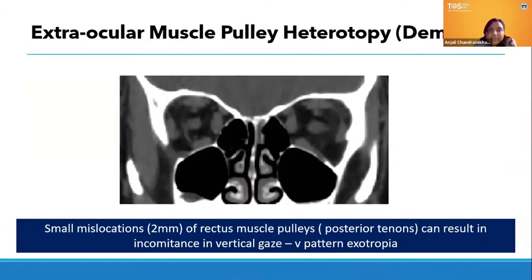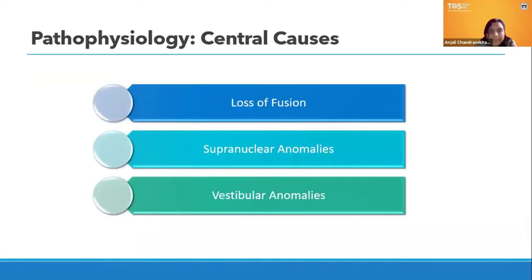Another theory popularized by Dr. Demer was the extraocular muscle pulley heterotopy. So not only do we have extraocular muscles, but the posterior Tenon's capsule fuses to form a sheet around the muscles, which acts like a muscle pulley. And the displacement of that muscle pulley can lead to V pattern exotropia.